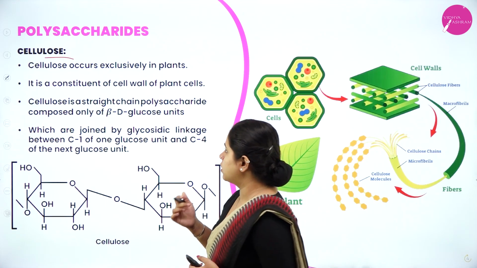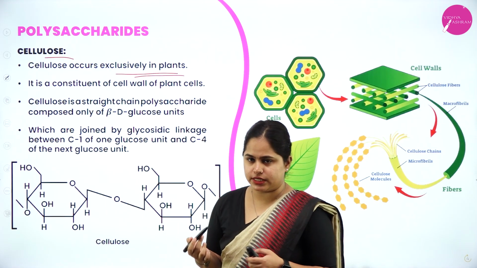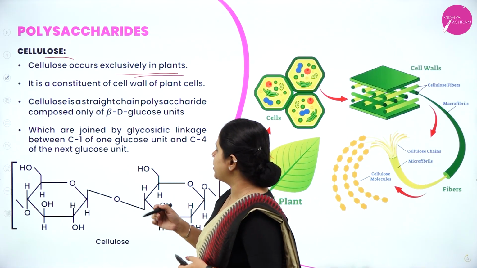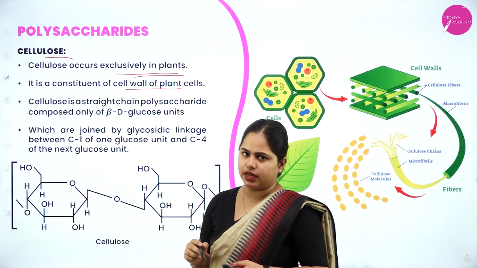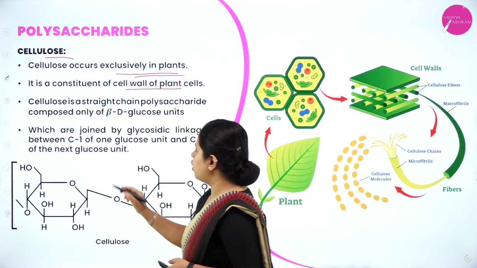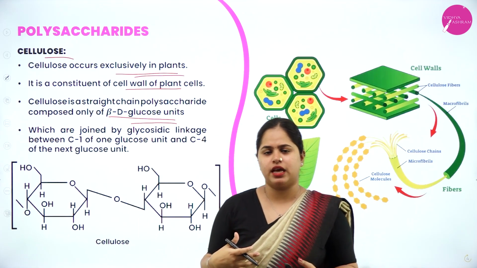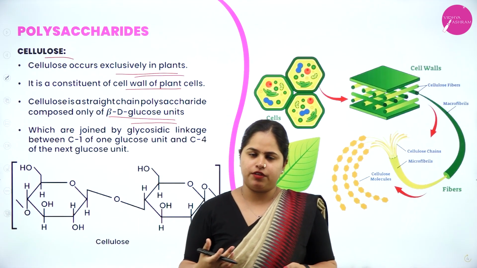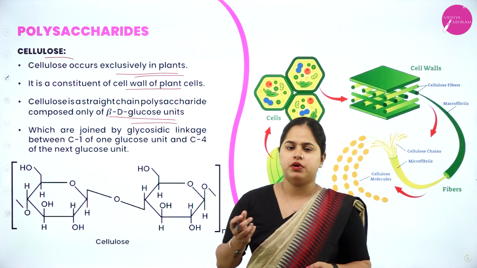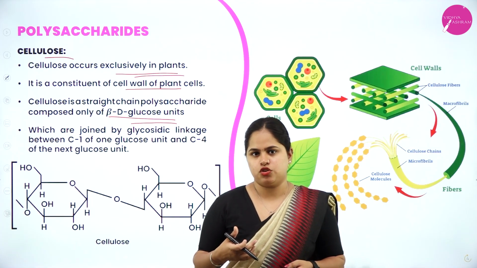So cellulose occurs exclusively in plants, okay? So cellulose is present in plants and it is a constituent of cell wall of the plant cells. Cellulose is a straight chain polysaccharide composed of beta-D glucose units. So all of these monosaccharides, disaccharides and polysaccharides we have studied. It is important to remember which are the monomer units of this or which are the monosaccharides of it, right?